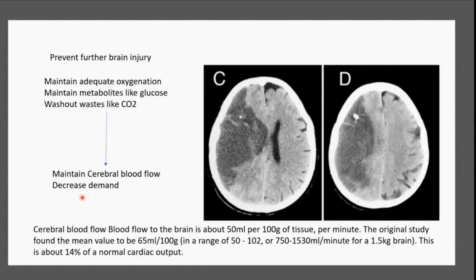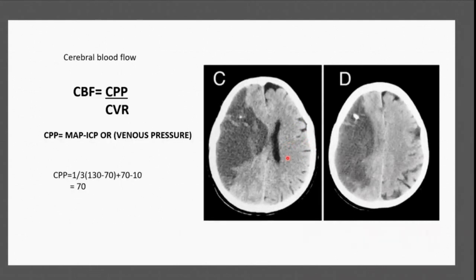Let's focus now on maintaining the cerebral blood flow, which is the volume of blood per second of time that reaches the brain per 100 grams of tissue. In the original study, the mean was 65 ml per 100 gram. There is a big difference between the cortex and the white matter. The cortex will have more blood flow compared to the white matter, and we will come to these numbers in the next few slides.